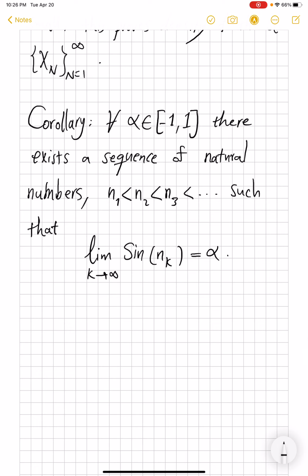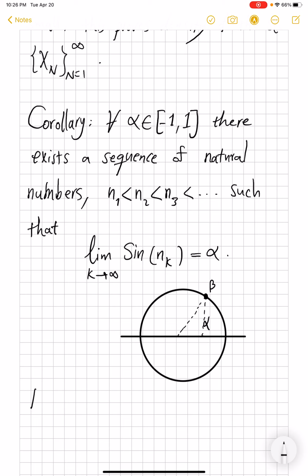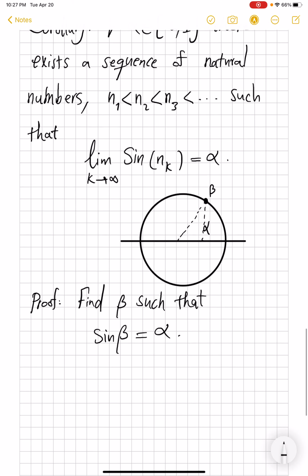So how do you prove this? What you do first is you find the right angle which gives you the alpha sine. So here is alpha, so you find the right point, so you take this to be some beta. So proof: find a beta such that sine of beta equals this alpha that you are given.